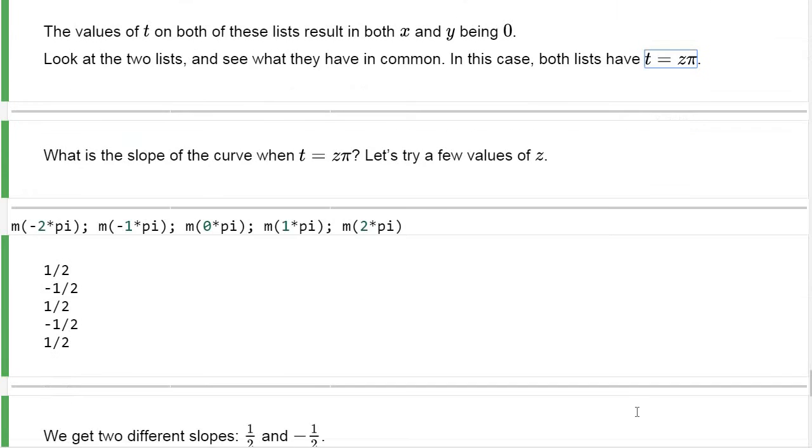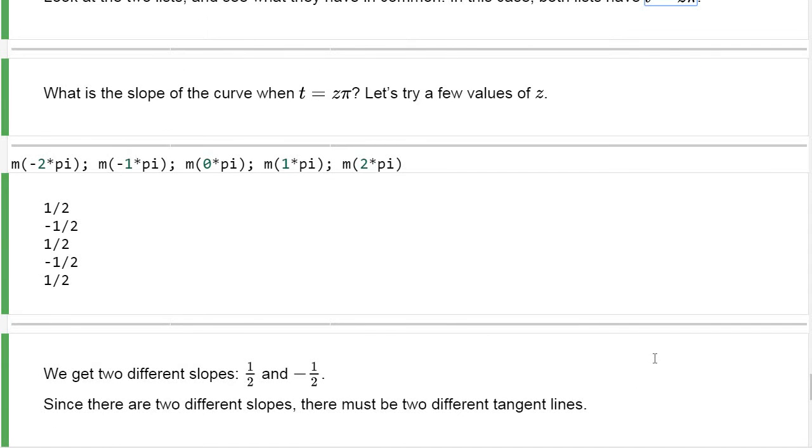What's the slope there? Well, I'm just going to try a few values and see what happens. So remember, I have my m function I defined up above, which gives me the slope for any given value of t. So I'm just going to put in an integer times pi for various integers. I'm just going to do -2 to 2 integers there. And what I see is two different slopes, a half and minus a half. And it just goes back and forth, repeats there. So two different slopes means two different tangent lines.